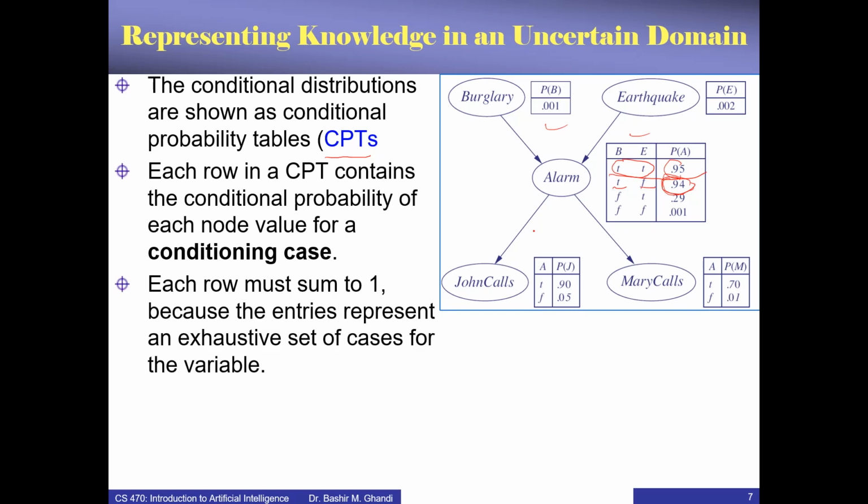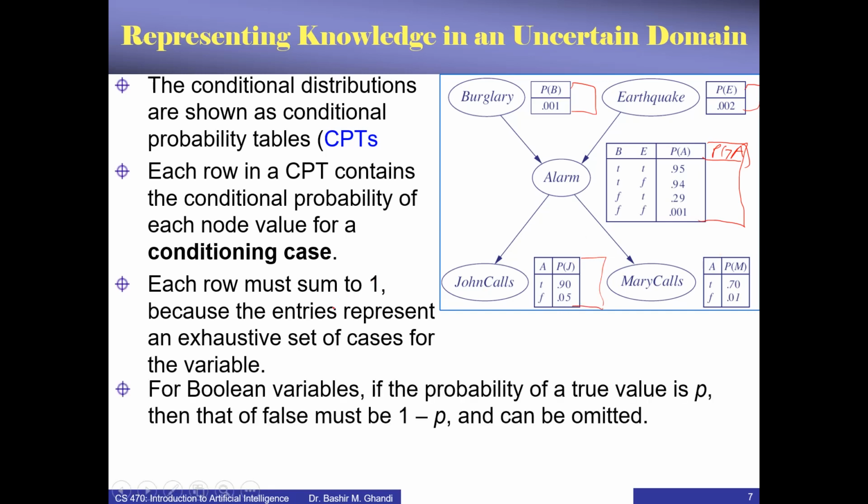Now, one thing we're not showing in this table is that each row must sum to 1 because the entries represent an exhaustive set of cases for the variable. But as you can see here, the sums are not up to 1. So what is happening? We are missing something on these tables, which is the not cases. What is the probability of the alarm not sounding off? We are eliminating it from the table because we can derive it: probability of not A. And similarly here there will always be another column to indicate the not cases or the false cases.